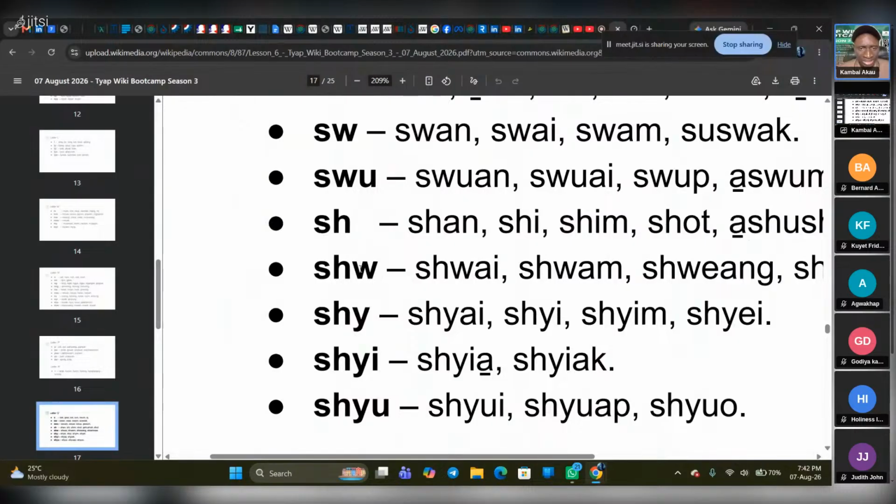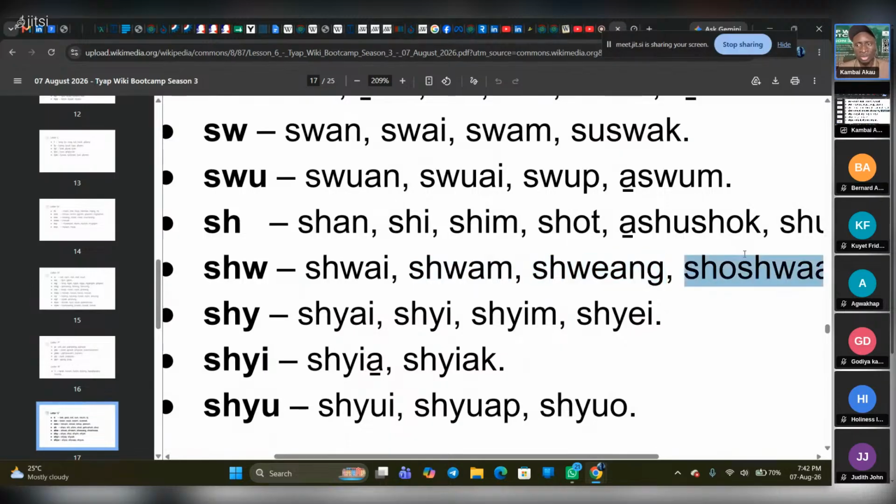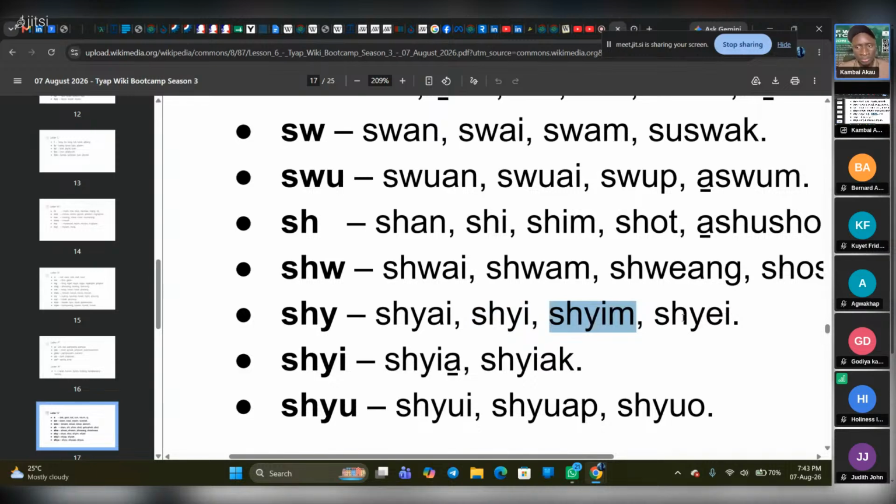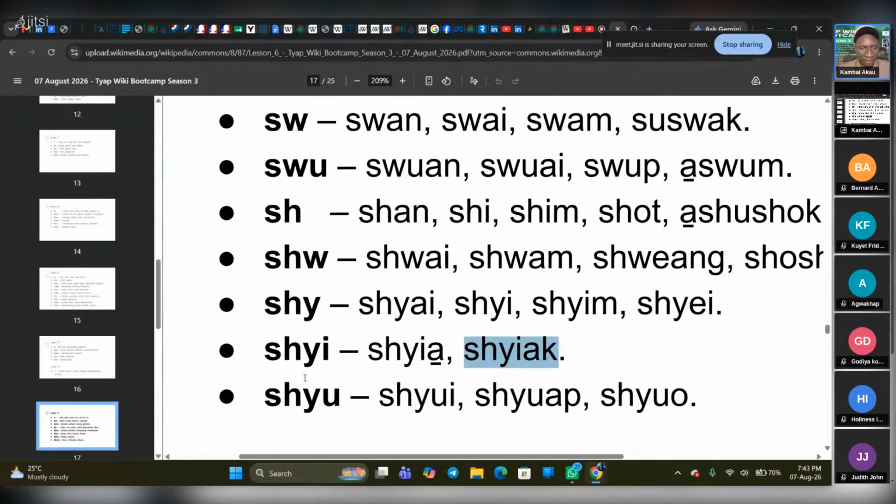And then we have the palatalized form of the sh sound. Examples, we have shwai, shwam, shwayang, shoshua. Sorry, this is the labial form of the sh sound, and this is the palatalized form of the sh sound. Examples, we have shai, shi, shim, and then shai. And then we have the long version of the palatalized form of sh, and here we have sheer, and then shiak, and then we have the palatalized labial form of the sh sound. Examples, we have shri, shwap, and shwo.